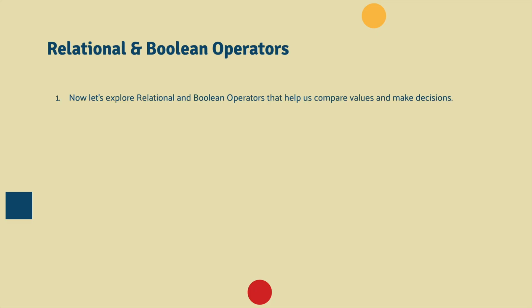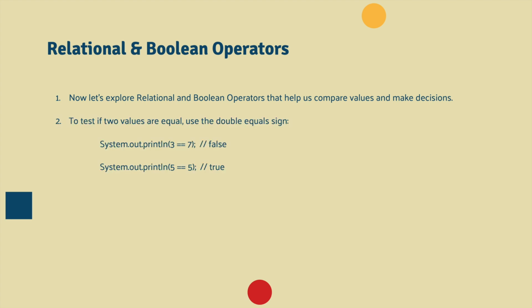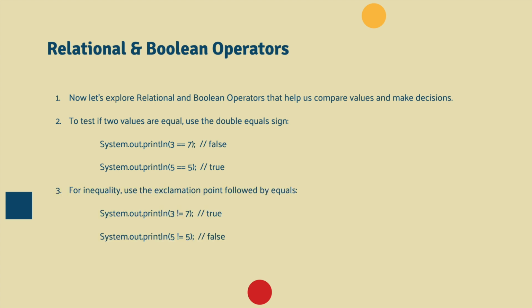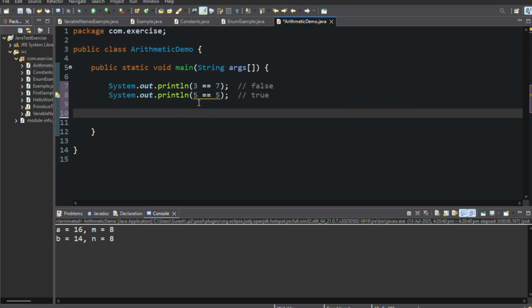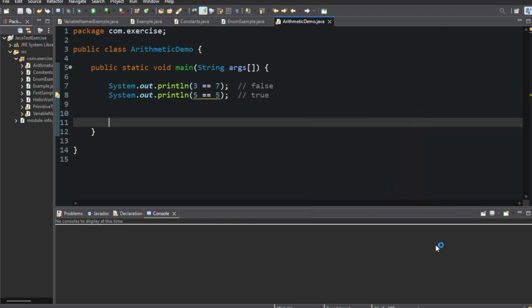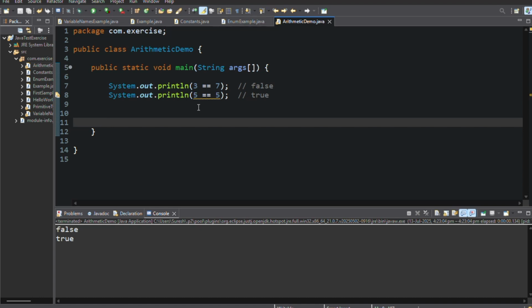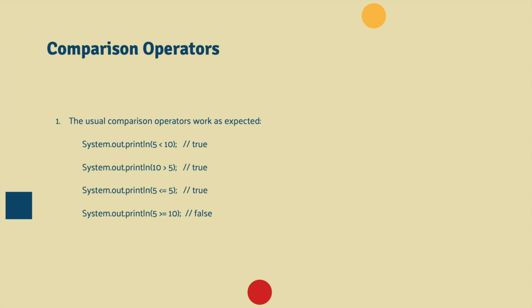Now let's explore relational and Boolean operators that help us compare values and make decisions. To test if two values are equal, use the double equals sign. For inequality, use the exclamation point followed by equals. The usual comparison operators work as expected.